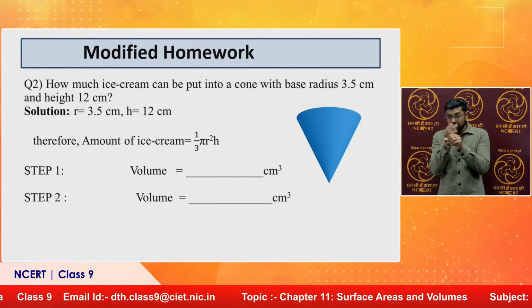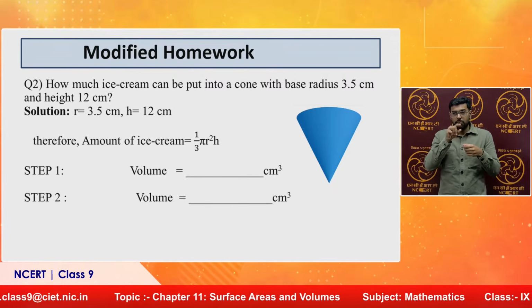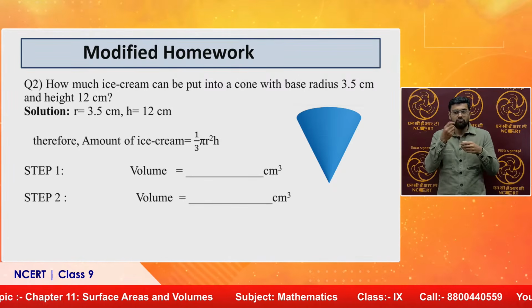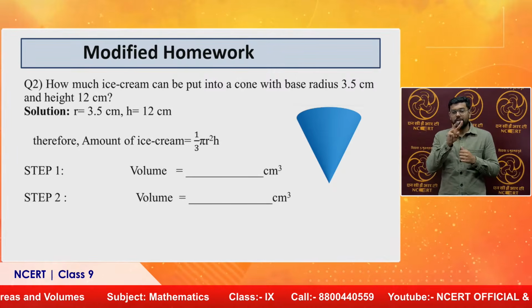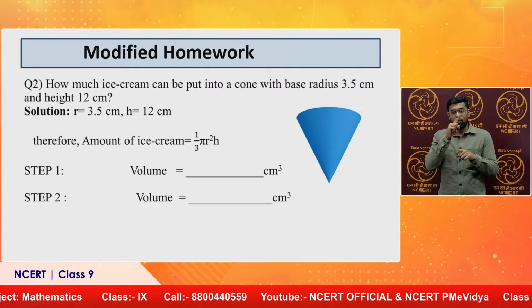How much ice cream can be put into a cone with base radius 3.5 centimeters and height 12 centimeters? Radius is 3.5 centimeters as given and height is 12 centimeters. So, amount of ice cream will be equal to the volume, children. It is 1 upon 3 pi r square h.